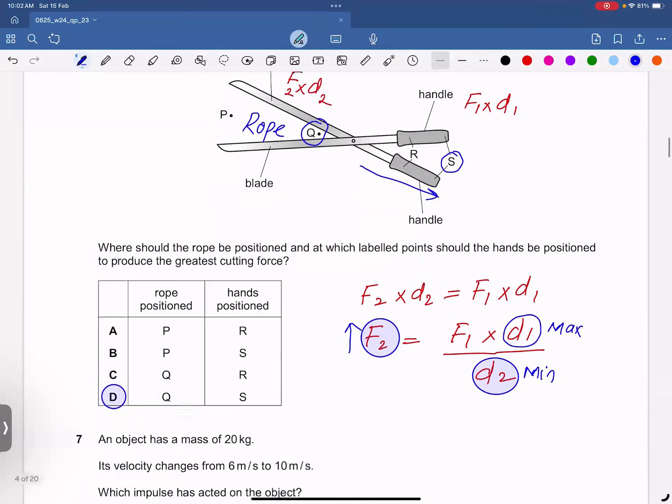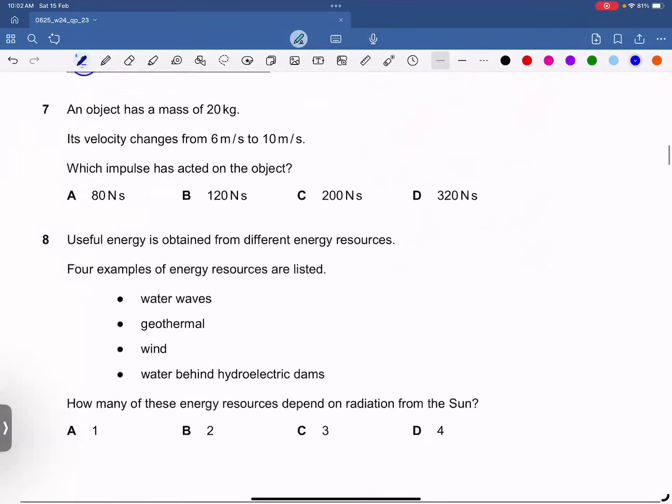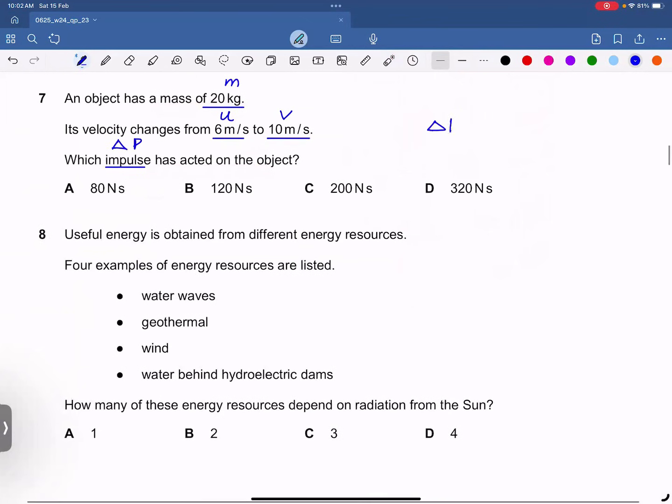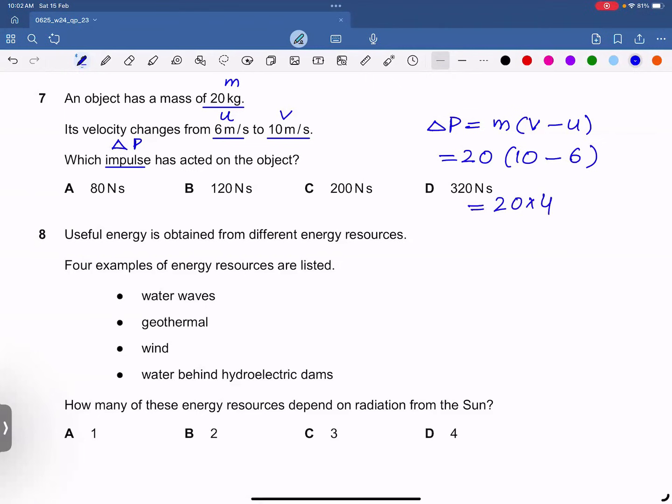Proceed to the next question, 7. An object has a mass of 20 kilogram. Velocity changes from 6 to 10. What is the impulse? Organize the information. Mass, M, changes from 6 is U, 10 is final V. Impulse is change in momentum. Dear students, change in momentum is mass times V minus U. Mass is 20, V is 10, U is 6. 20 times 4, the option is 80 Newton seconds.